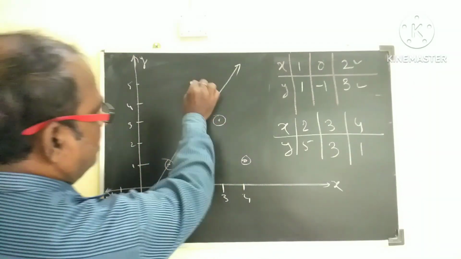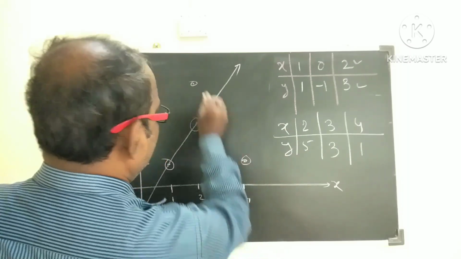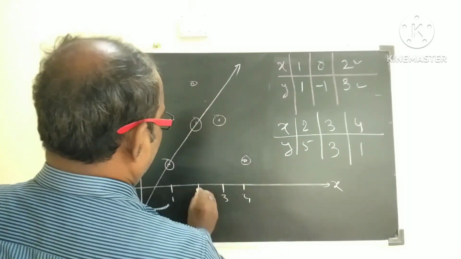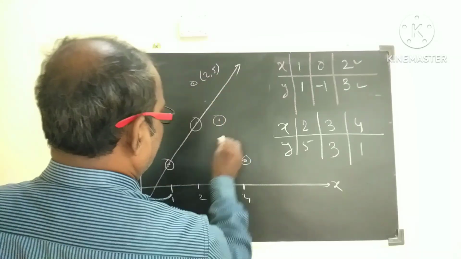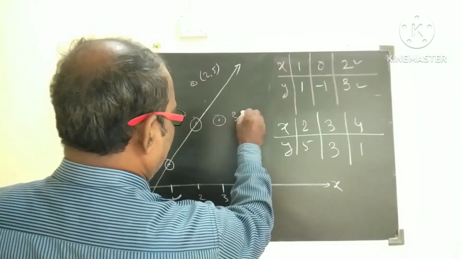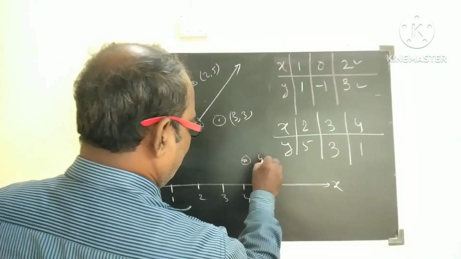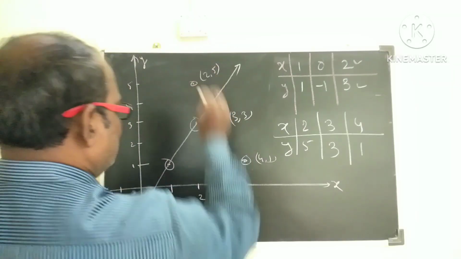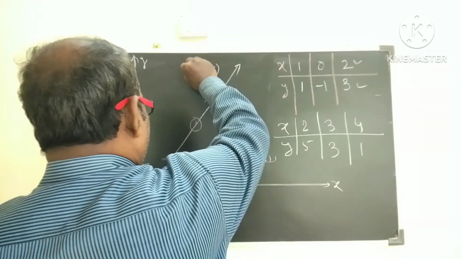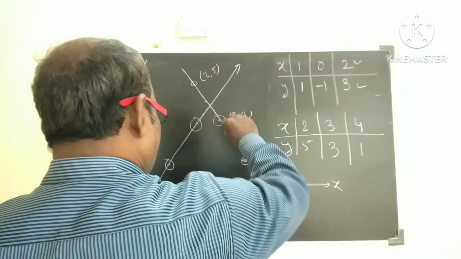So you get the 3 points in this way. Write down the coordinates of these points. This one was 2, 5. This one was 3, 3. This one was 4, 1. Now join this. So what we get is, we try to understand this from this.